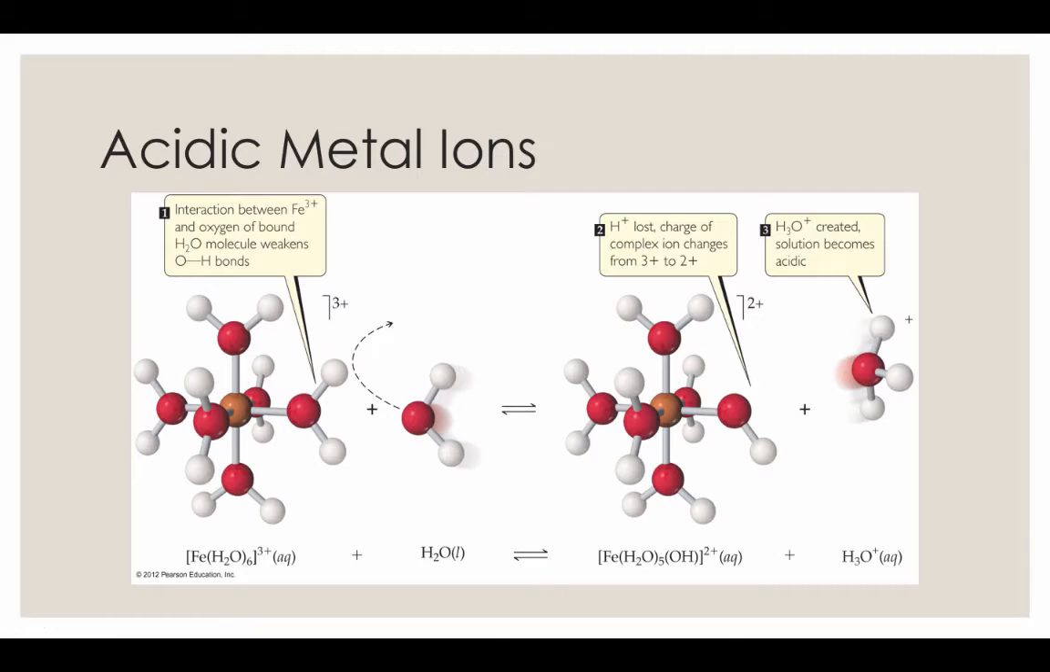When these water molecules interact with the iron ions, it weakens the bonds between the hydrogen and the oxygen in the water molecules. This makes it easier for a free water molecule to take an H+ from one of these complexed water molecules. Here we see that the hydrogen that was part of this water molecule here has been taken by a free water molecule to form H3O+. Again, this additional H3O+ will result in a slightly acidic solution and a decrease in pH.